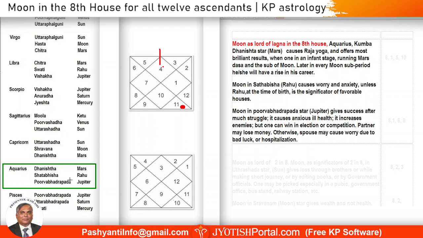If the moon by degree is situated in the star of Mars in the Aquarius sign, then it will create a different kind of grouping. Similarly for Rahu and similarly for Jupiter. So now you have the whole idea of how we are going to move forward when we start discussing one horoscope after another. So let's assume that the moon is in the Dhanishta star. When the moon goes in the Dhanishta star, it causes Raj Yoga. Let's look at the grouping it creates.